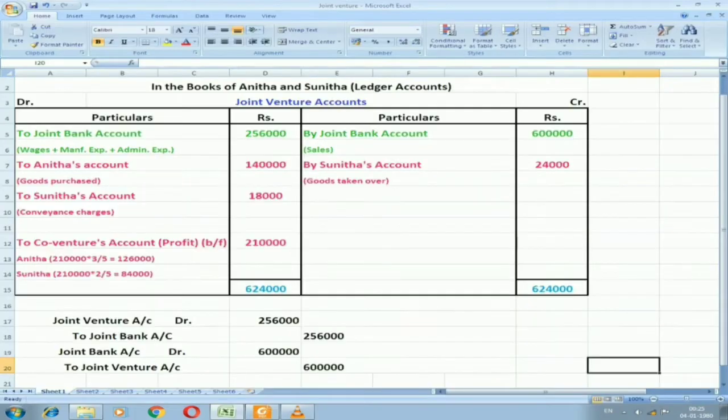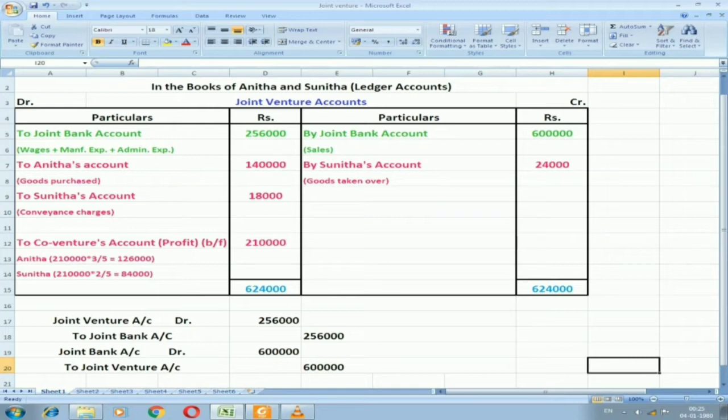One simple way we can do this while doing a ledger account: whatever the expenditures are, those will be recorded on the debit side. Whatever the income is, that will be recorded on the credit side. And when we are transferring from ledger to journal, it is also simple. Whatever entries are on the debit side, as you can see, will come under "to", and whatever entries we have on the credit side will come under "by", that means on debit. Let me convert this ledger into journal so that you understand in a simple way.